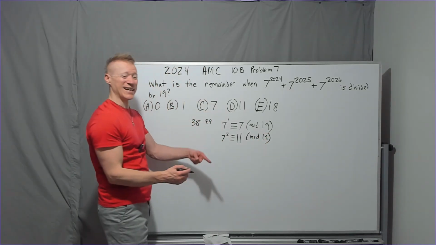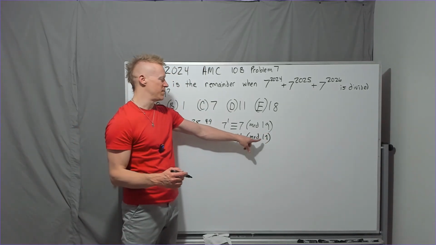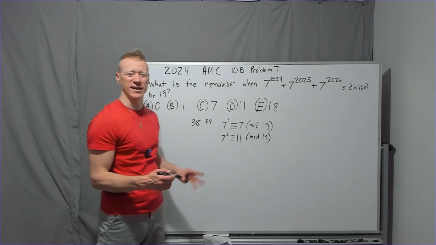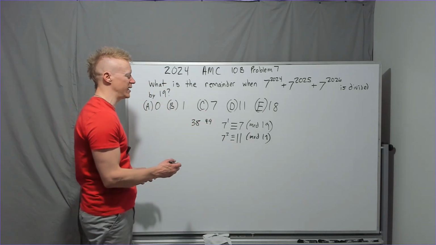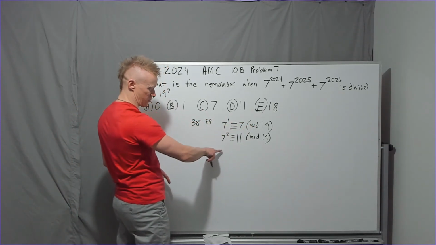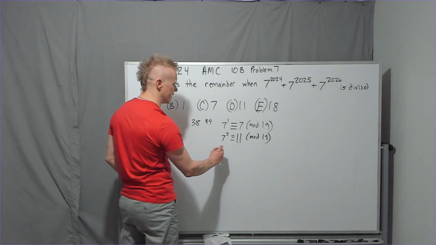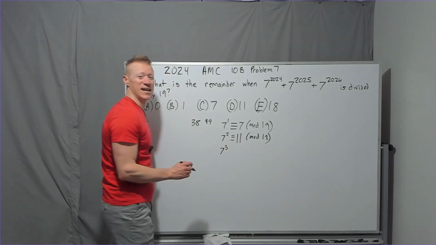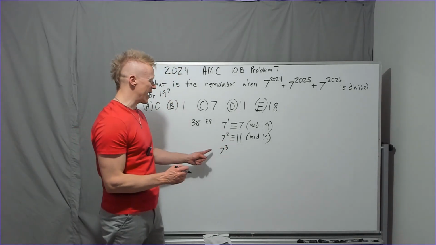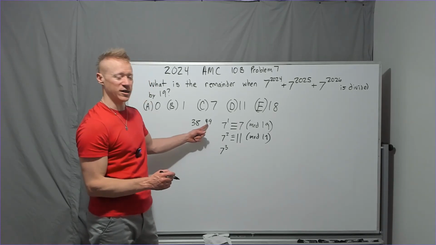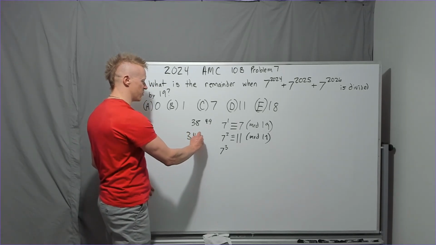Now, if I'm on my test, I'm not writing this every time. I might write it one time just so I can have a visual to look at what I'm doing. But after the first time, I'm just going to write 7 squared congruent to 11. The neat thing about modular arithmetic is that I don't have to do it with 49. I don't have to use 343.